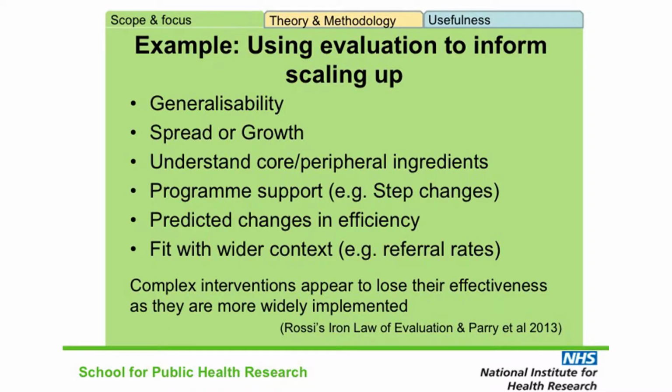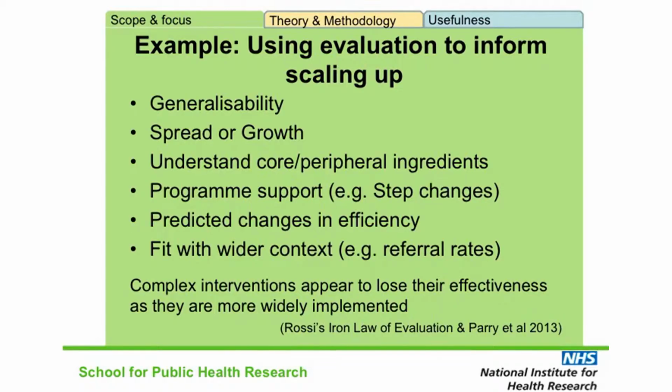achieve spread. So to take scaling up as an example, the types of evidence you'd be looking for in this type of evaluation should be generalizable to a lot of different settings. It needs to look at both spread, so that's moving to different settings in different organizations and different geographical locations, and growth, which is getting bigger in one particular site. It needs to understand the core elements and the peripheral elements, so the key ingredients, certain elements that can be flexible and others that need to be fixed in order for the program to work.